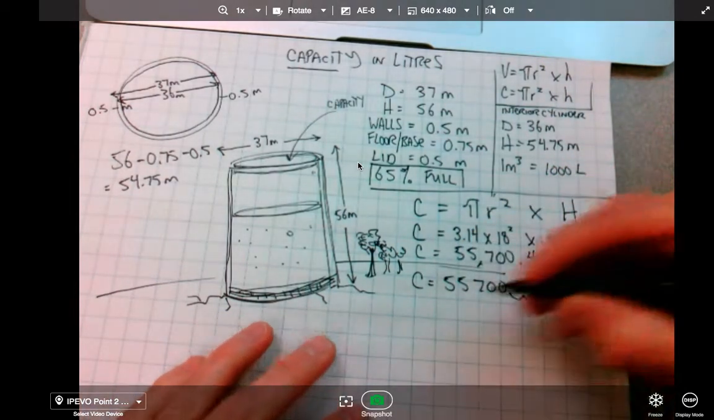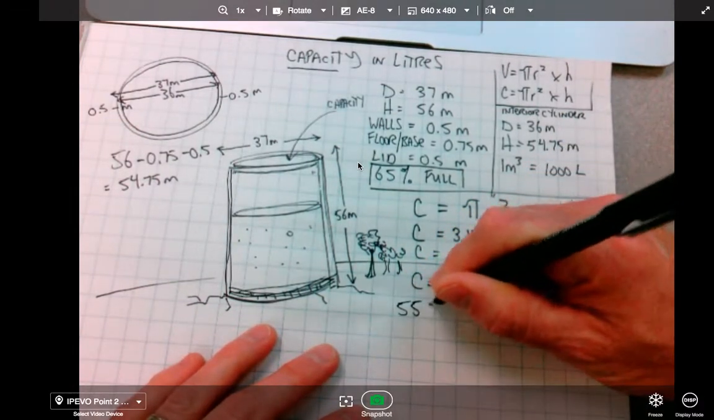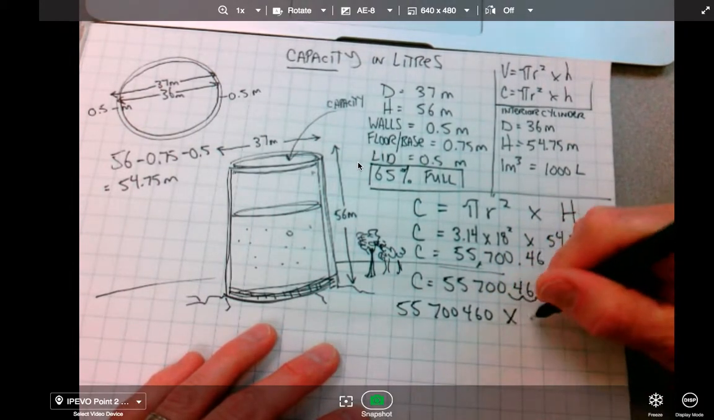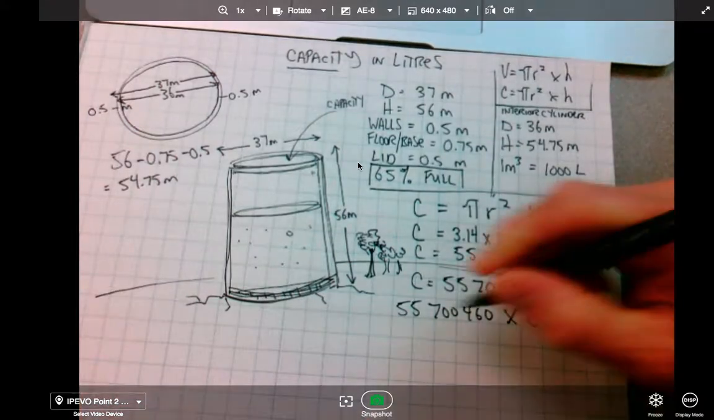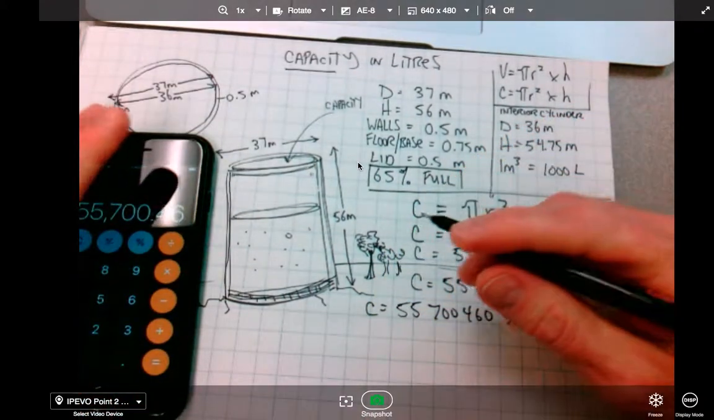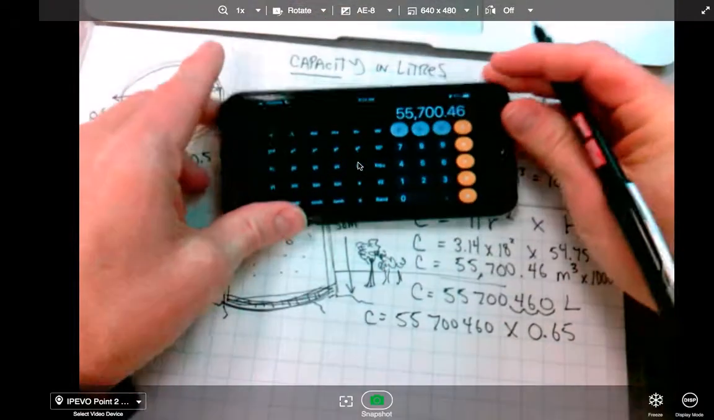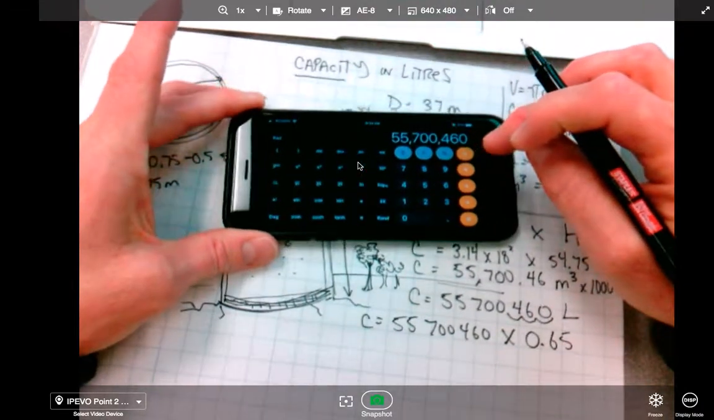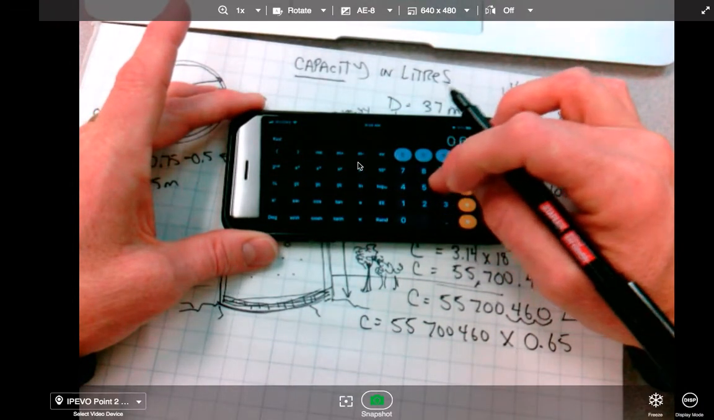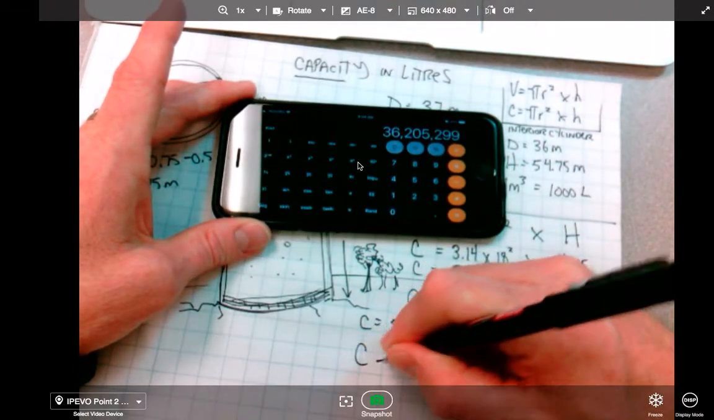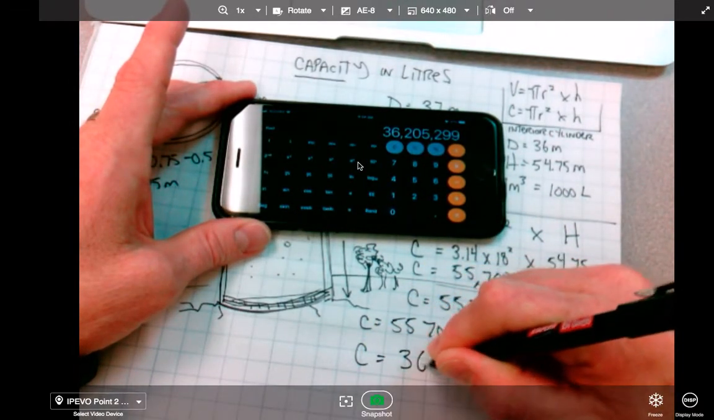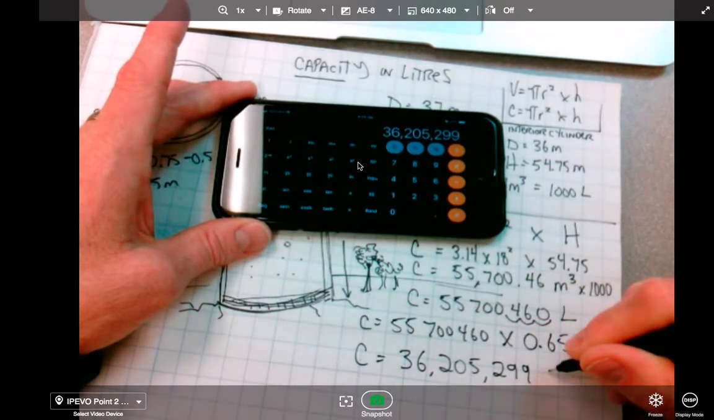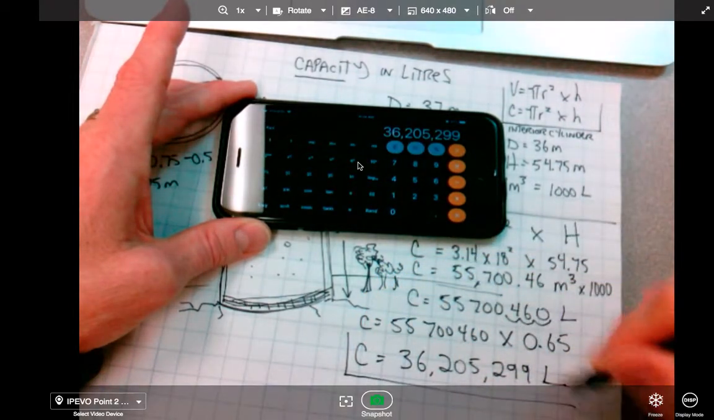You guys saw that? So I'm going to do 55,700,460 times 0.65. And that's going to get me, first let me just times this by 1,000, like we said. Okay, and now I'm going to times it by 0.65, and I get the capacity in liters of this orange juice is 36,205,299 liters. Final answer, yes.